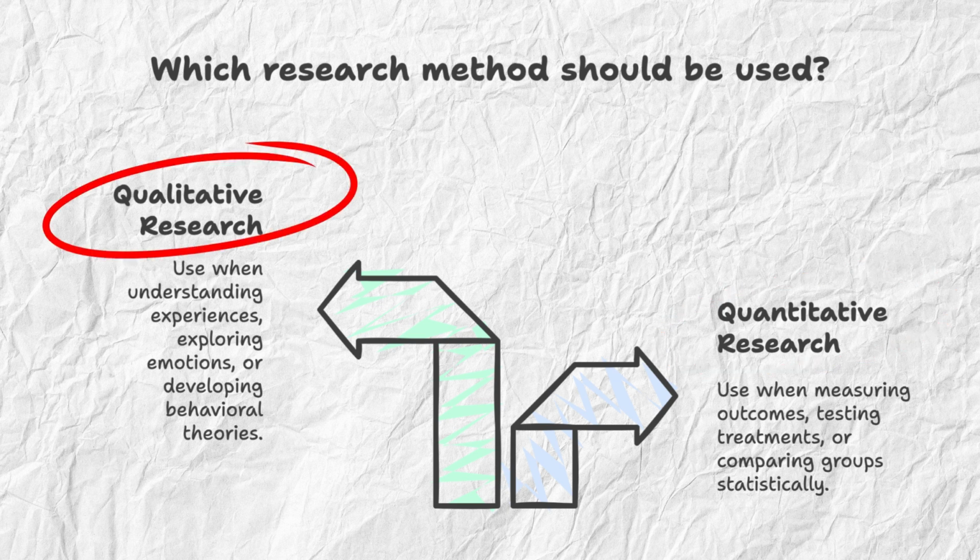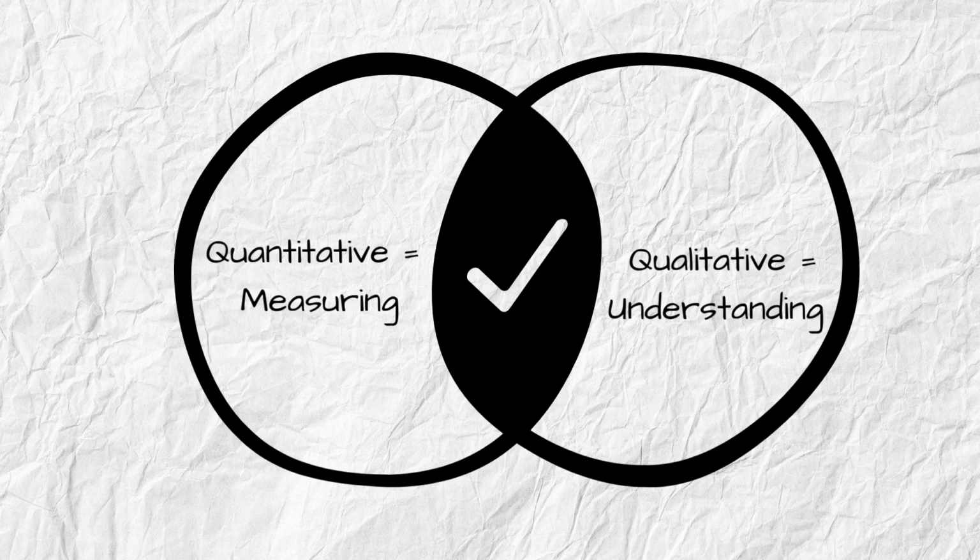Use qualitative research when you want to understand patient or nurse experiences, explore emotions, beliefs, or cultural influences, or develop new theories. As a quick recap, primary quantitative research equals numbers, measurements, and statistics. Primary qualitative research equals words, experiences, and themes.